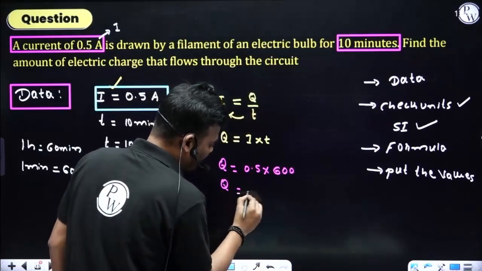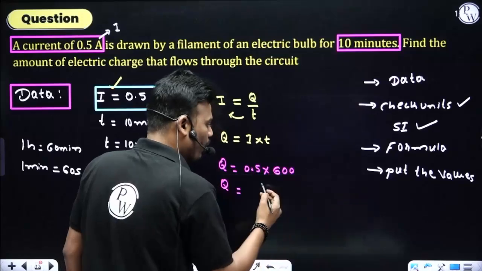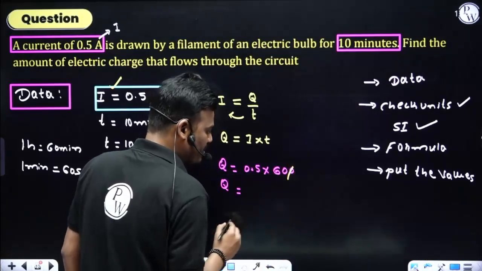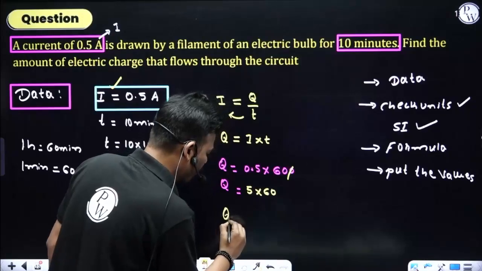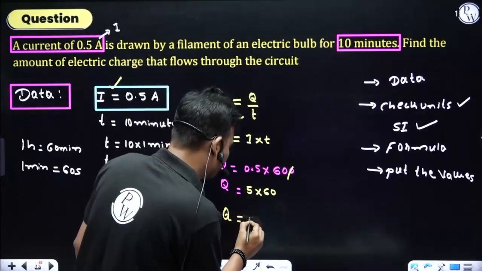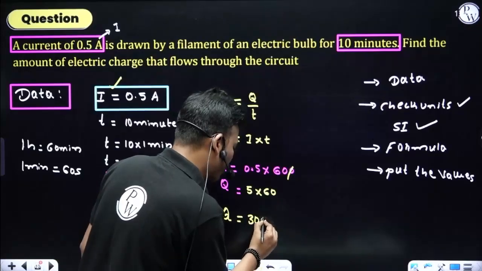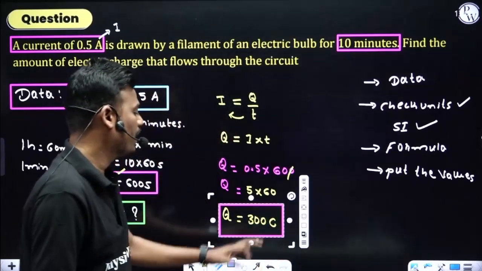I want to eliminate this decimal point. One decimal point is there, so I want to eliminate one decimal point. Therefore, I'll remove 1 zero. Therefore, 5 into 60 now. So Q is equal to how much? 5 into 6 is 30, followed by 1 zero. That is 300 coulomb, the required answer.